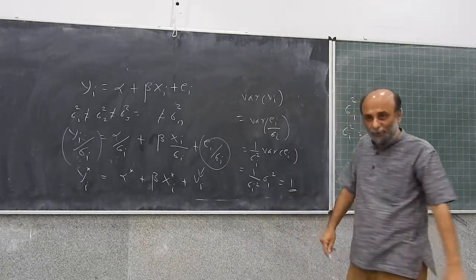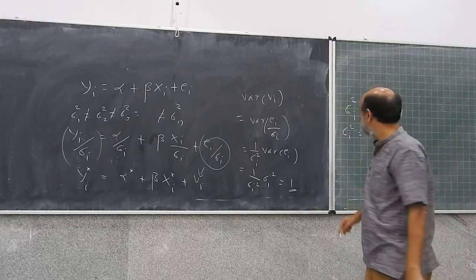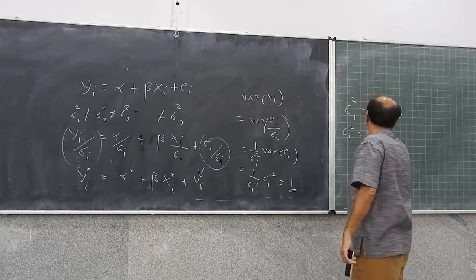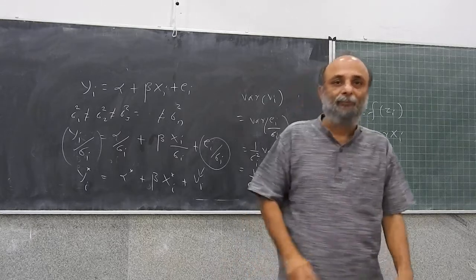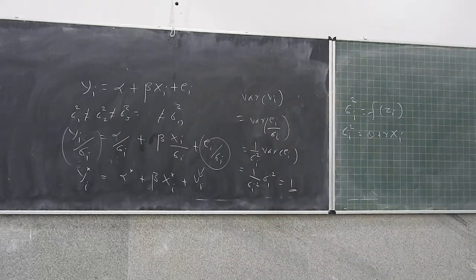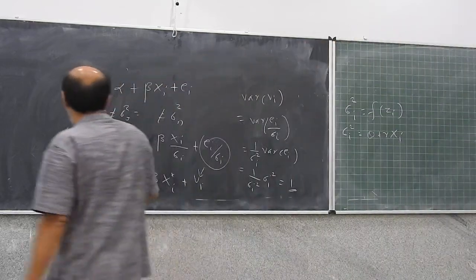So we will say, if I say that sigma square i is theta plus gamma xi, right? As x increases, as x changes, the variance of the error term also changes. So the variance of the error term is a function of xi, which is already there in the relation. So for example, let's take the classical case.